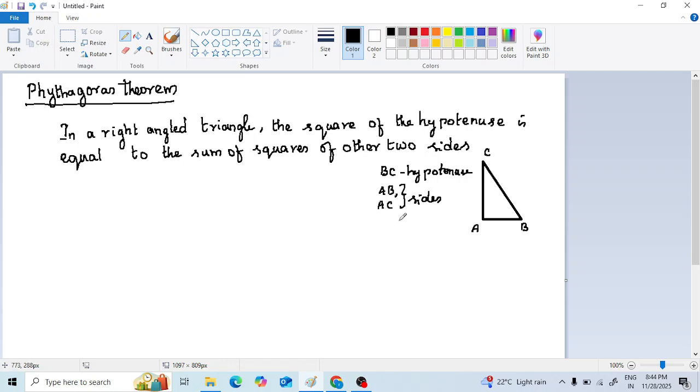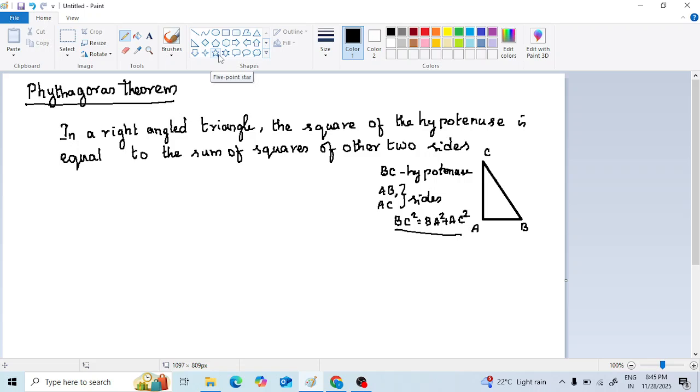Now according to this theorem, when BC is the hypotenuse, we can say BC square is equal to BA square plus AC square. So this is according to the given theorem, and here we need to prove this one. Hypotenuse square is equal to the sum of the side squares. That is what the theorem says, and we need to prove this. Let us see how to prove this statement.